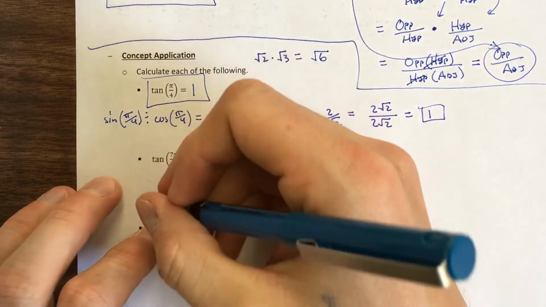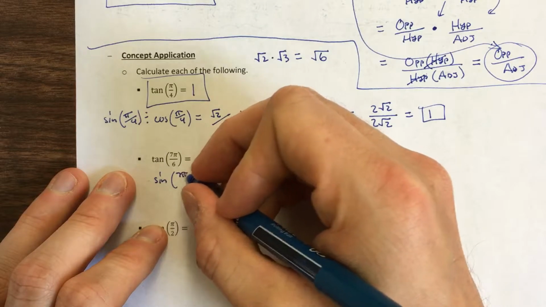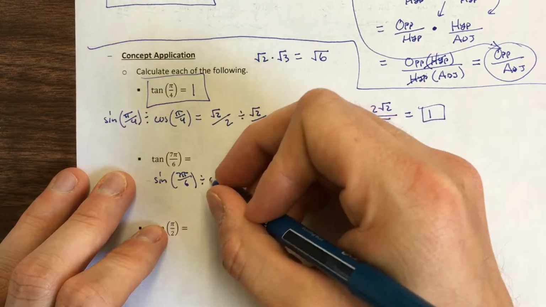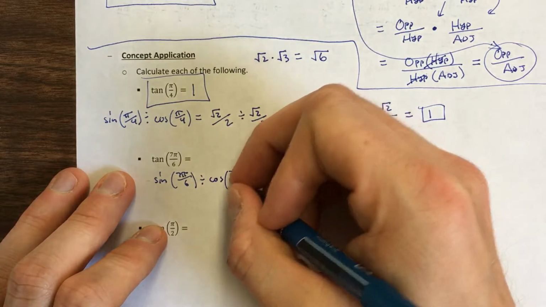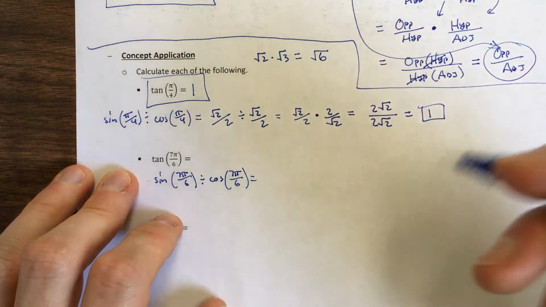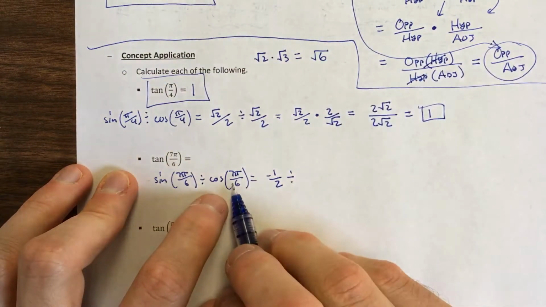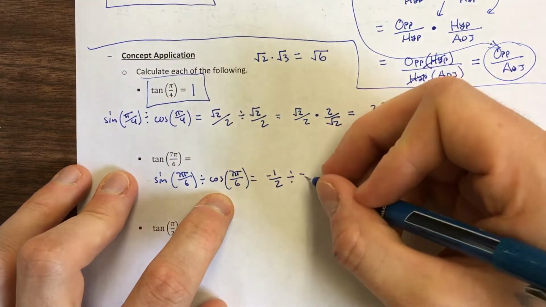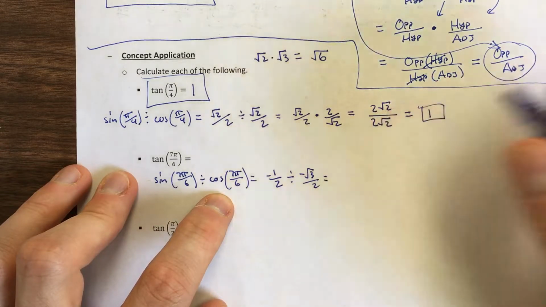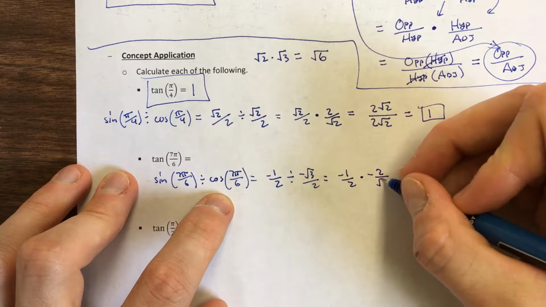Do again for tangent of 7 pi over 6. So if you want to pause, try it on your own. I would highly recommend it, but I'm going to still go through it just in case we're needing some extra help here. So sine of 7 pi over 6, if I look at the unit circle, that's going to be negative 1/2. I'm dividing by cosine of 7 pi over 6, which is negative square root of 3 over 2. I'm going to multiply by the reciprocal.